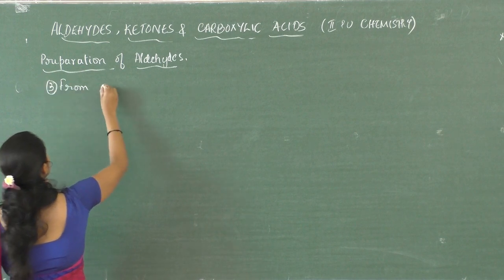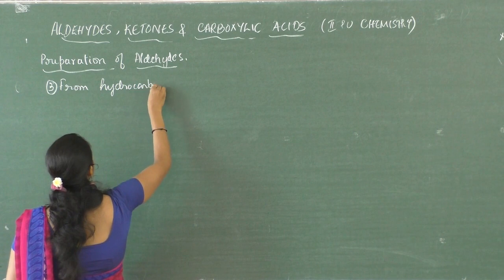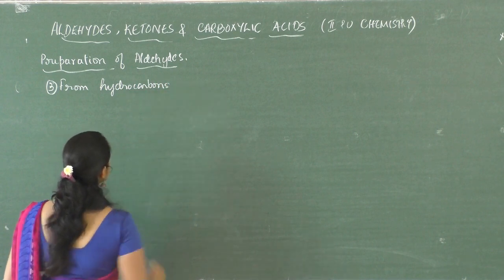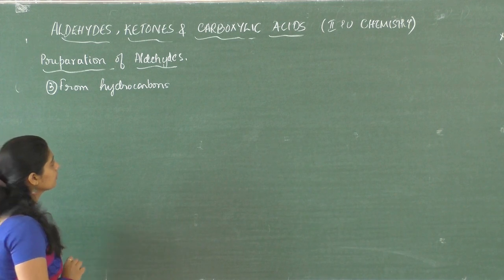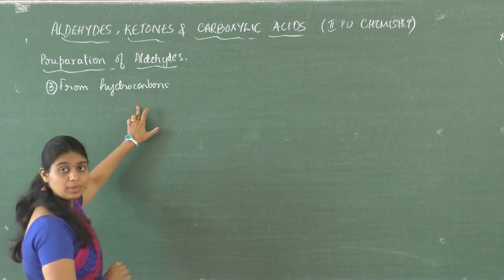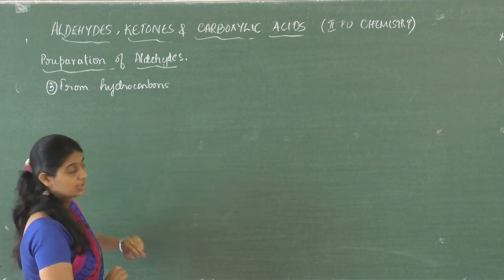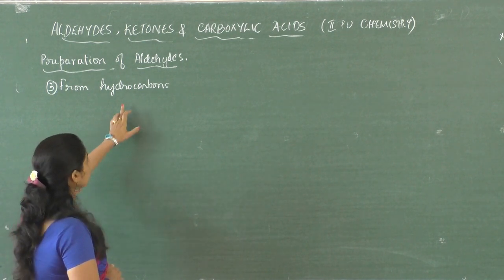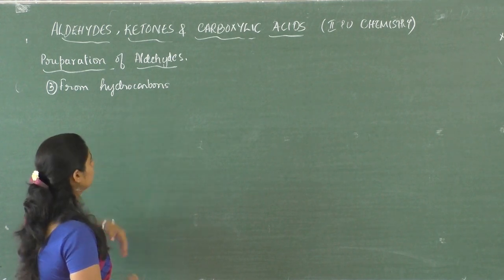Method is from hydrocarbons. Aromatic aldehydes, that is benzaldehyde and its derivatives, are obtained from hydrocarbons by using the following methods.